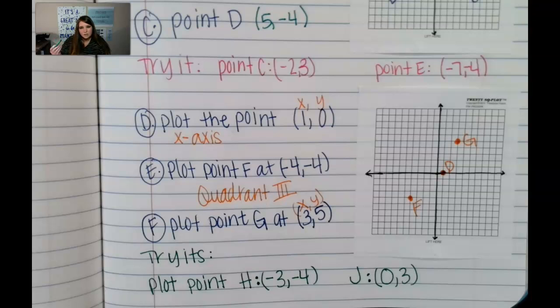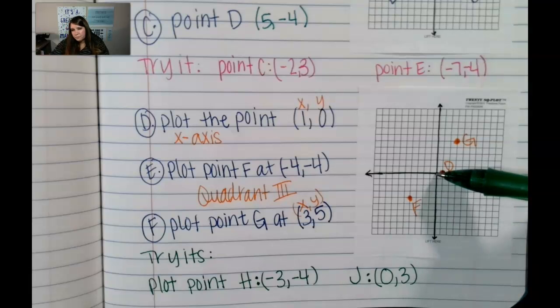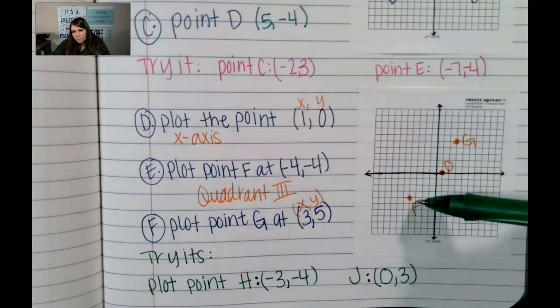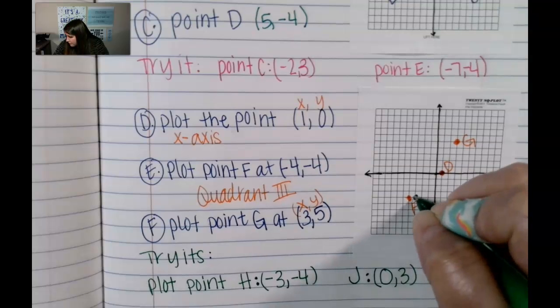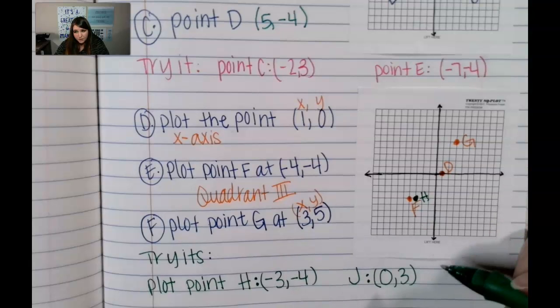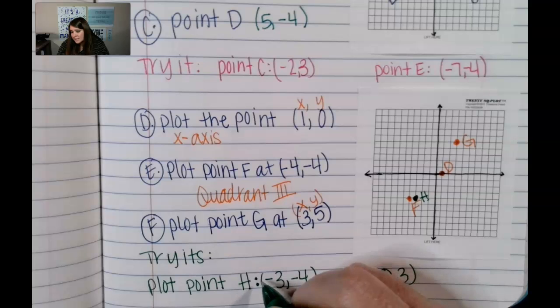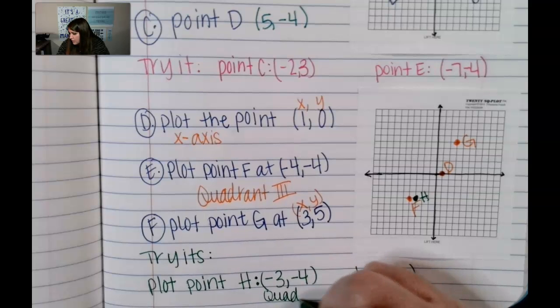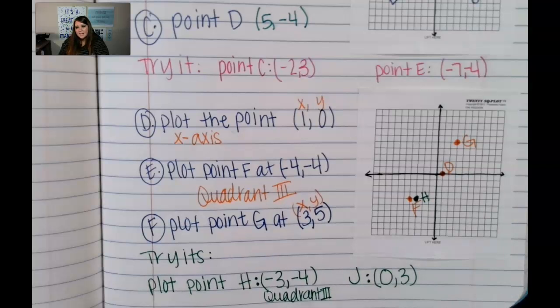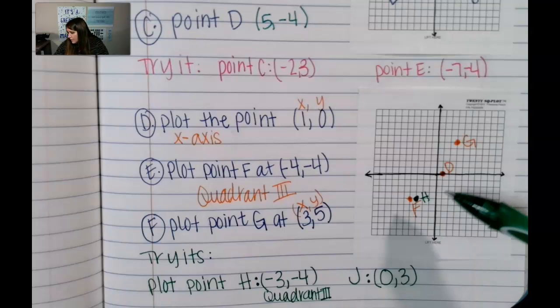So I'm just going to probably stick with green since it's the try it. And I'm going to start again at 0, 0. And I'm going to go over -3. So 1, 2, 3. And then I have to go down to -4. 1, 2, 3, 4. Look, it's the neighbor. So if these were like homes, H is F's neighbor. Look at that, they're friends. Okay, and this is in quadrant 3. So again, quadrant 3.